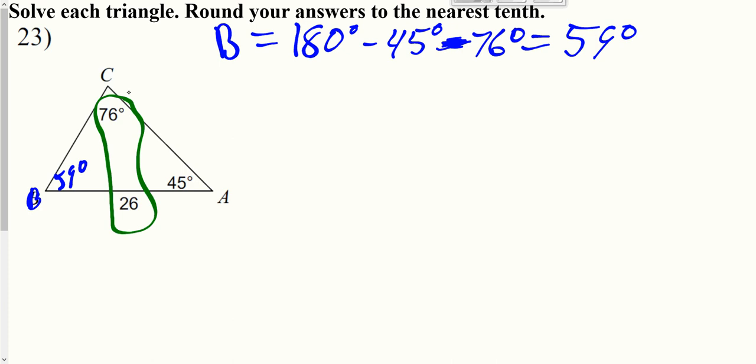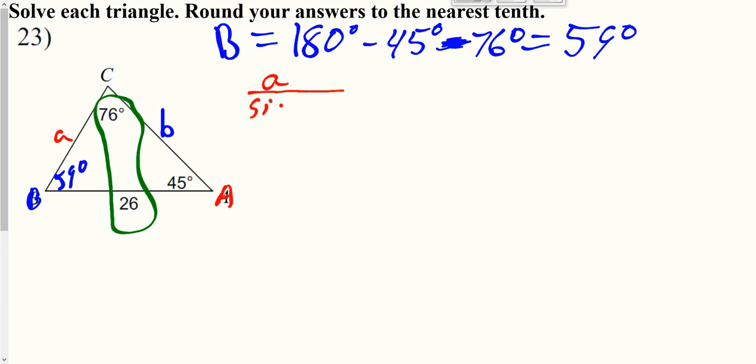So now I have to decide what I want to find first. It doesn't really make a difference. I could go ahead and find side B, or I could find what's opposite of angle A, which would be side A. I have to find both of them. It doesn't make a difference which one. I'm going to choose to go ahead and find A. Now, I like to have what I'm looking for on top. So I'm going to put my unknown side on top.